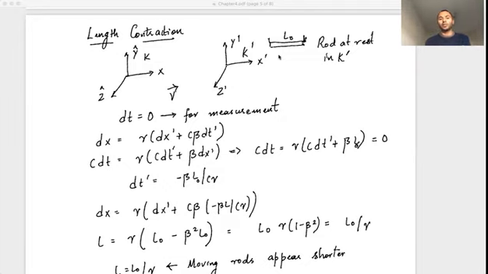Now, one thing to notice is if you want to measure the length of an object, then you basically have to measure the distance between its two ends at the same point in time, right?